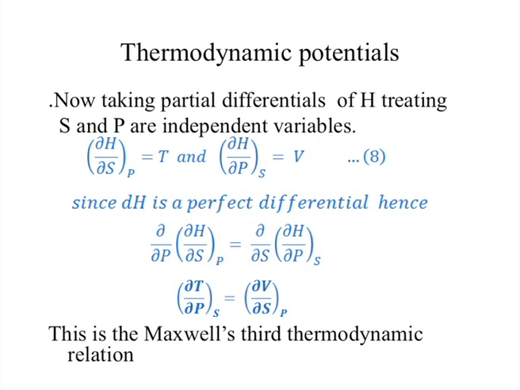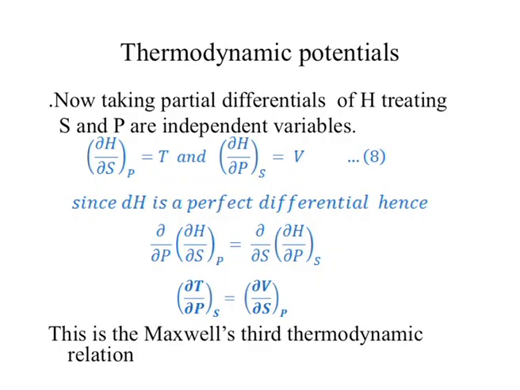Now again, as dH is a perfect differential, we can write ∂/∂P of (∂H/∂S) at constant P is equal to ∂/∂S of (∂H/∂P) at constant S. Already we have written ∂H/∂S at constant P as T, so we can write this equation as ∂T/∂P at constant S, which is equal to ∂V/∂S, because ∂H/∂P at constant S is V. Therefore, ∂T/∂P at constant S is equal to ∂V/∂S at constant P. This is Maxwell's third thermodynamic relation.